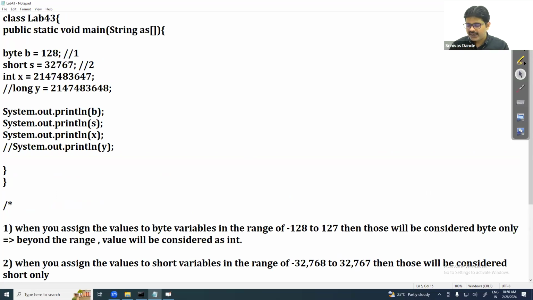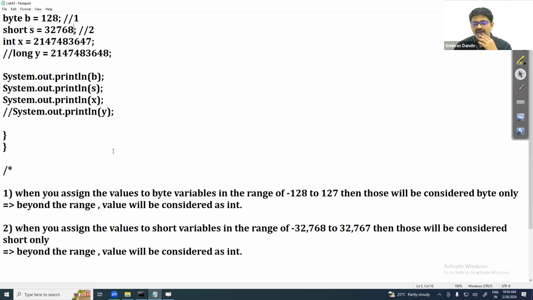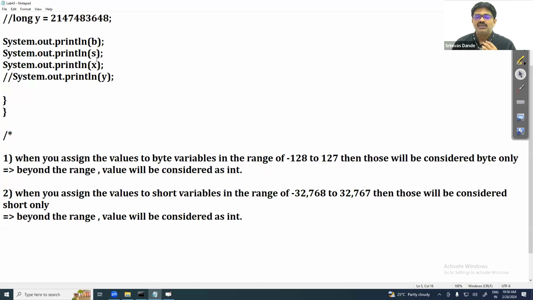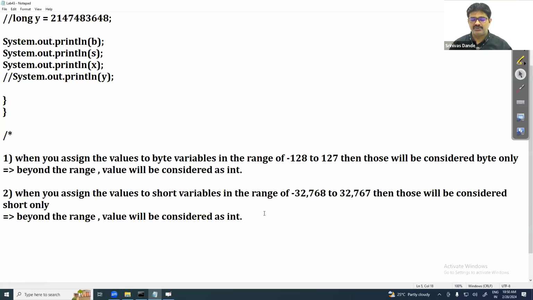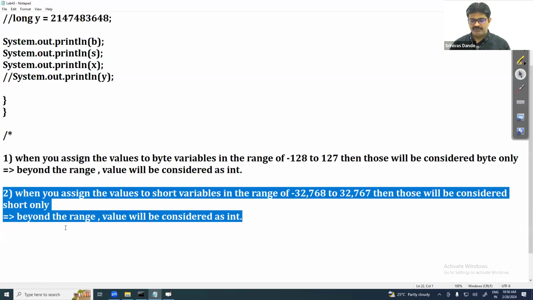But whenever I give this as 32,768, what is happening, guys? It is telling out of range. So this number 32,768 is now considered as integer. Again, int is higher and short is smaller, so incompatibility. We got the error on this. Understand?